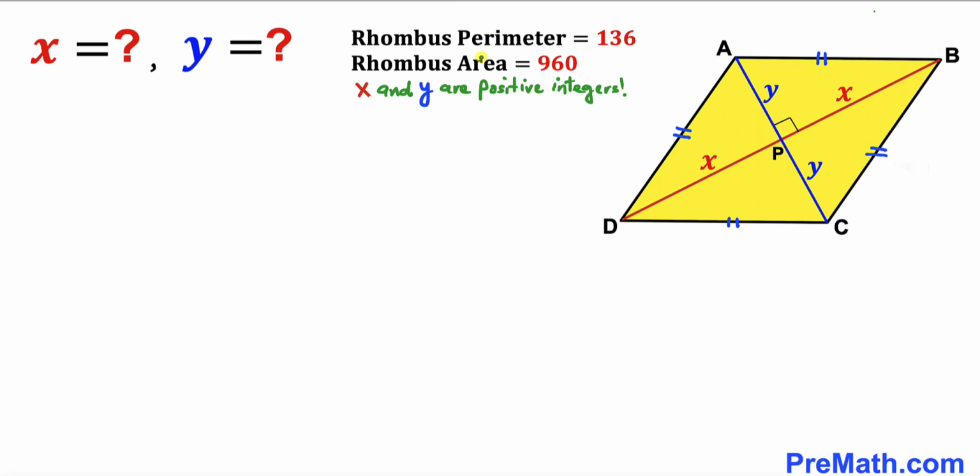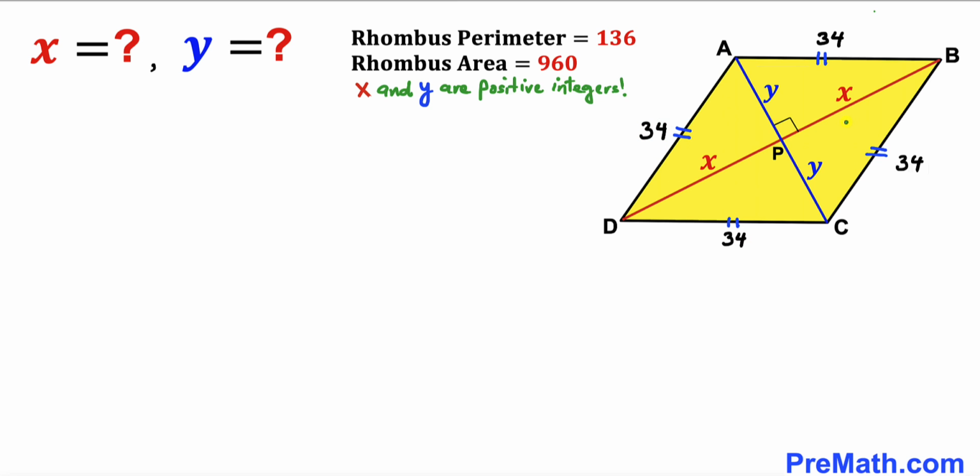We know the perimeter of the rhombus is 136 units. Since we have 4 equal side lengths, I am going to divide 136 by 4, which gives us 34 units. So this side length is 34, this side length is 34, this one is 34, and 34 across the board.